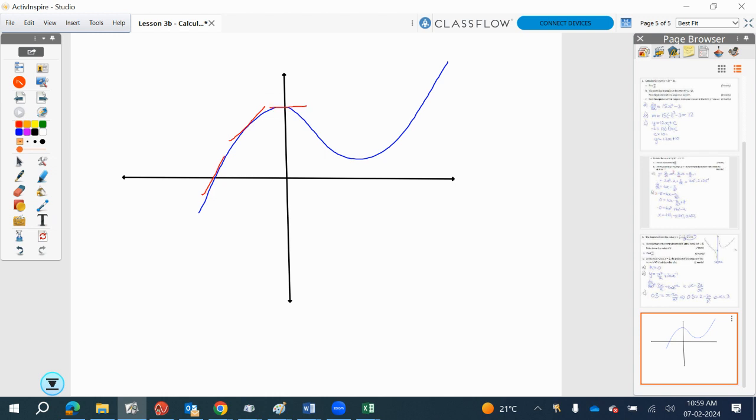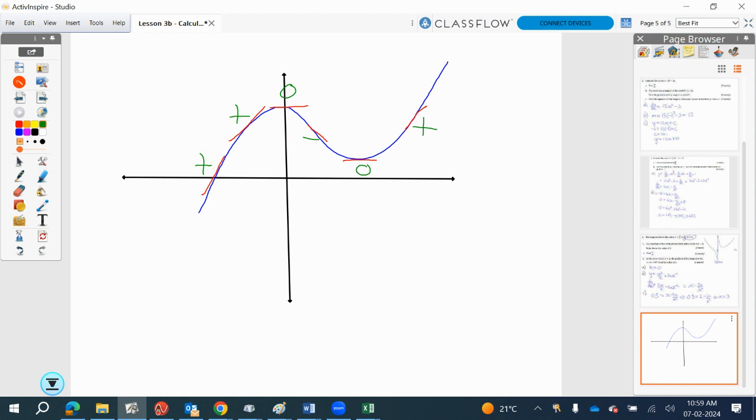So here at this point, what is the gradient of this tangent going to be? 0. Here at this point, what can we say about the gradient of the tangent there? It's negative. Why do we know it's negative? Because it's going down. What about here at this point? Here it's 0, isn't it? And over here? Positive. So, here it's positive, here it's positive, here it's 0, here it's negative, here it's 0, here it's positive. The gradient.